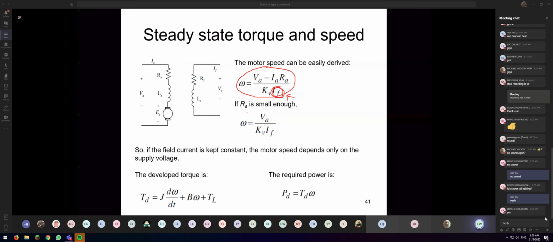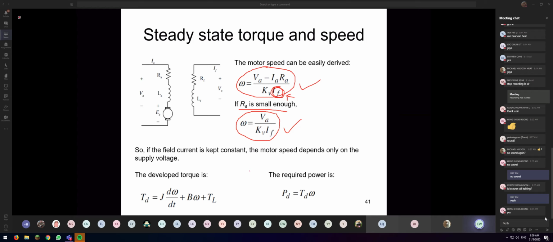Okay, the internal resistor is normally very small, I think about 1 ohm, 2 ohms only. If the power is very high, then this internal resistor sometimes can be ignored. That means the speed of the motor can be roughly estimated by using this formula. It can be used to estimate the speed of your motor, but not so accurate. To be more precise, we still need to consider the full formula.